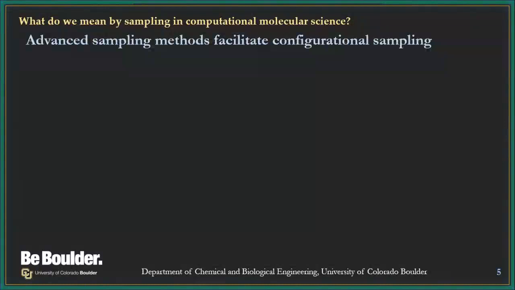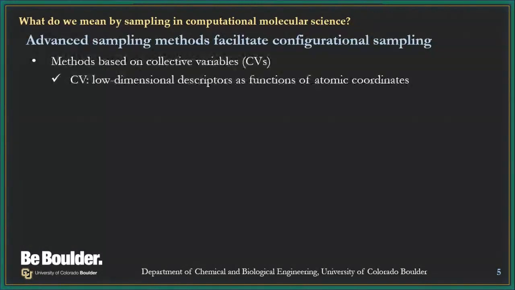To address this long timescale issue, various advanced sampling methods have been developed in the past decades. These methods manipulate principles of statistics and thermodynamics to accelerate the configurational sampling. Generally, we could classify these methods into two different types, although they sort of overlap with each other. The first type of advanced sampling methods rely on what we call collective variables, which are low-dimensional functions of atomic coordinates of the system. They could be a distance, a torsional angle, or even a coordination number.